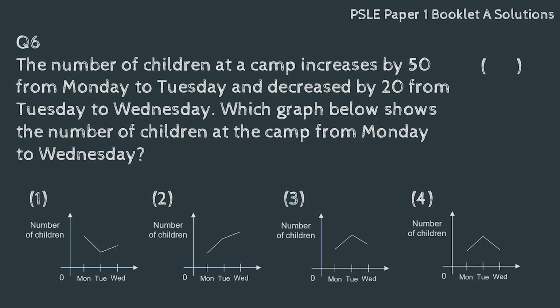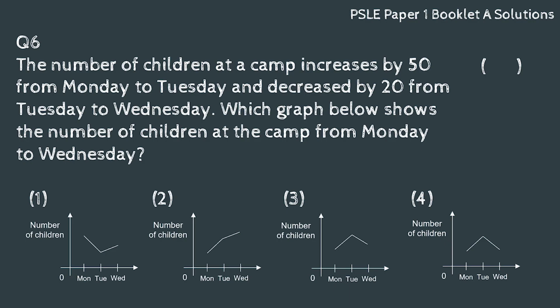Question 6. The number of children at a camp increased by 50 from Monday to Tuesday and decreased by 20 from Tuesday to Wednesday. Which graph shows the number of children at the camp from Monday to Wednesday? This topic is under statistics.